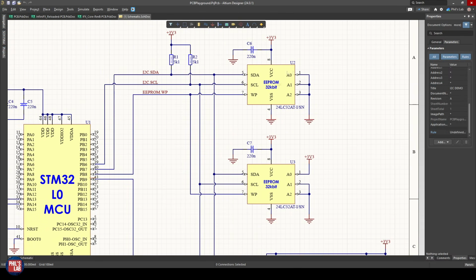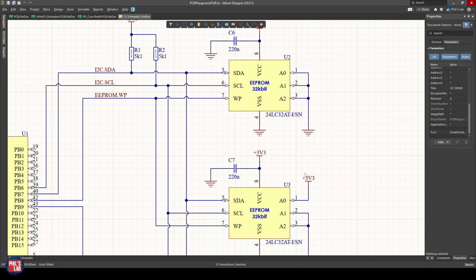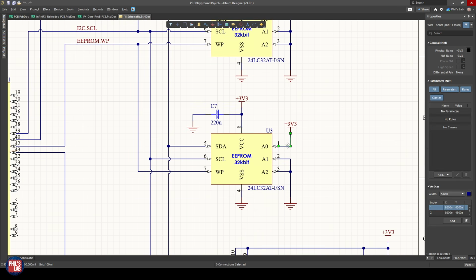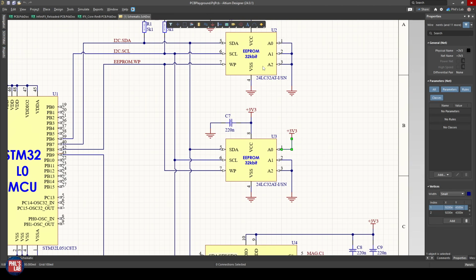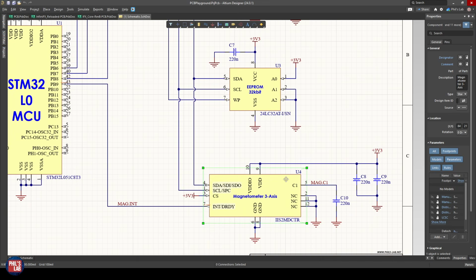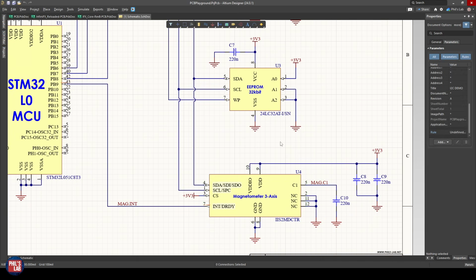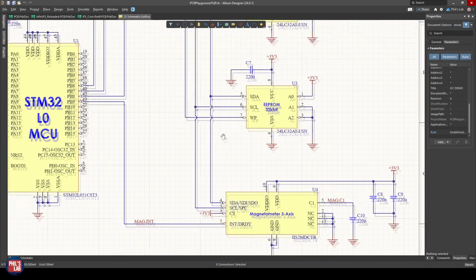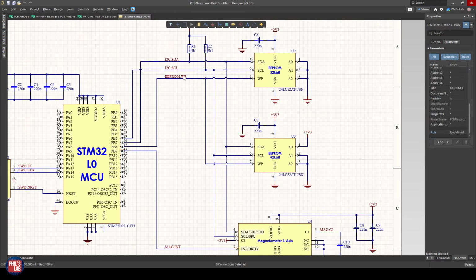We can see our EEPROMs have A0, A1, A2. So I've tied one EEPROM all to ground, and on the other EEPROM, I've tied one address select bit to 3.3 volts. And therefore, I can distinguish between the addresses of these 2 EEPROMs. And then we have the magnetometer. And of course, we should check the datasheet if the addresses are indeed different if we are sharing the same I2C bus. Otherwise, you can, of course, use a multiplexer or split them up across many different buses.